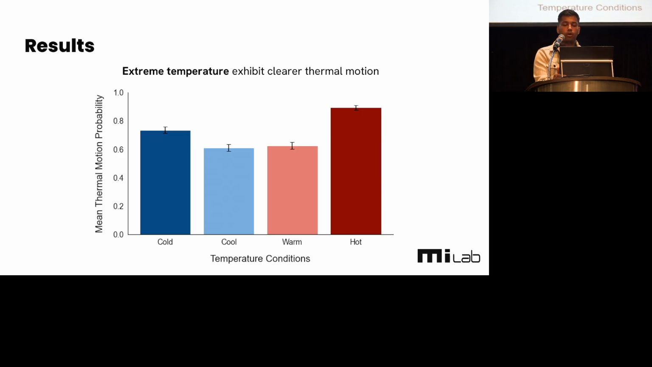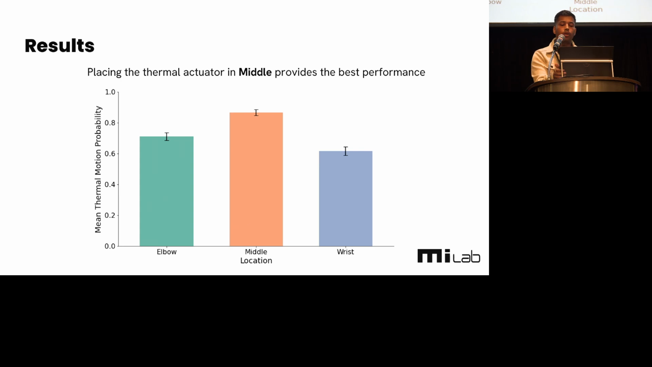Our results showcase that overall, participants perceived thermal motion more than 75% of the time, with some conditions reaching over 90%. For temperatures, the hot condition demonstrates the highest performance, with thermal motion perceived over 90% of the time. Moreover, we found that extreme temperatures like hot and cold showed a higher likelihood of perceived thermal motion compared to cool and warm cases. We also observed that positioning the thermal actuator in the center of the forearm yielded the highest likelihood of perceiving a clear and continuous thermal motion.